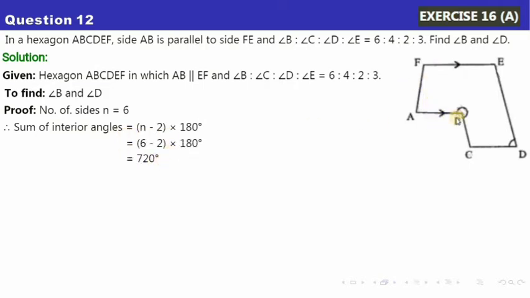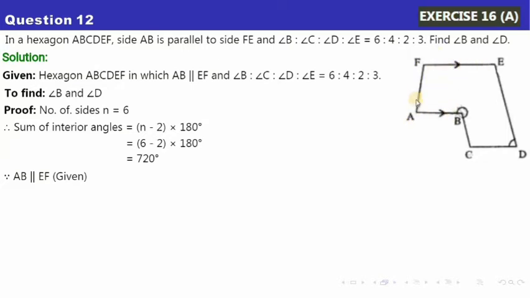Okay, so in a hexagon, the sum of interior angles is 720 degrees. Now, AB is parallel to EF, isn't it? So AB and EF are parallel, which means the sum of the two adjacent angles will be equal. Obviously, the side sandwiched between AB and EF is AE, isn't it? So this is the side which is sandwiched between AB and EF.